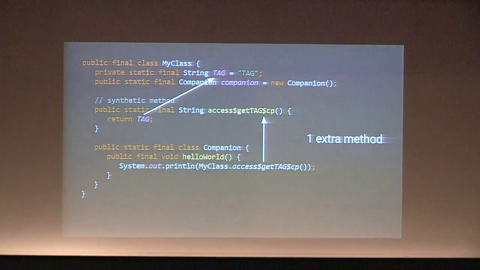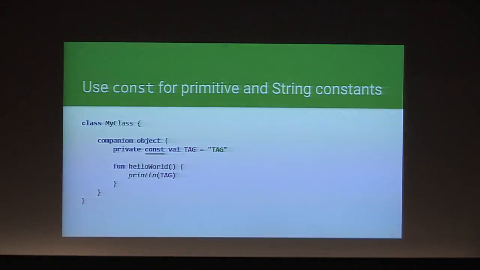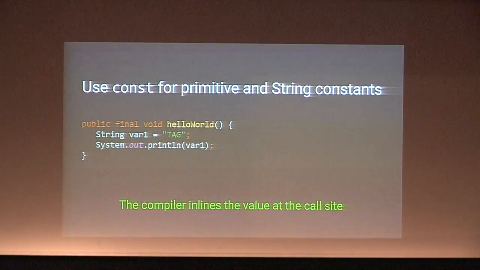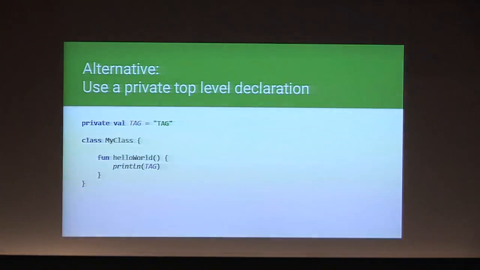So if you want to avoid these synthetic accessor methods in general, what you can do is use the const keyword. I recommend that every time you have a constant, if it's a string or a primitive int, because you can't use it for other types, always use const. When you do that, it's going to inline the value at the call site. So it's a bit like the inline keyword for functions, but for static constant fields. So here there is no cost.